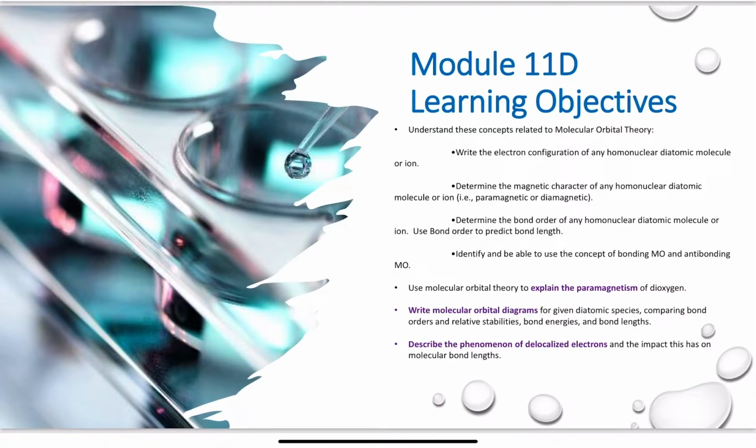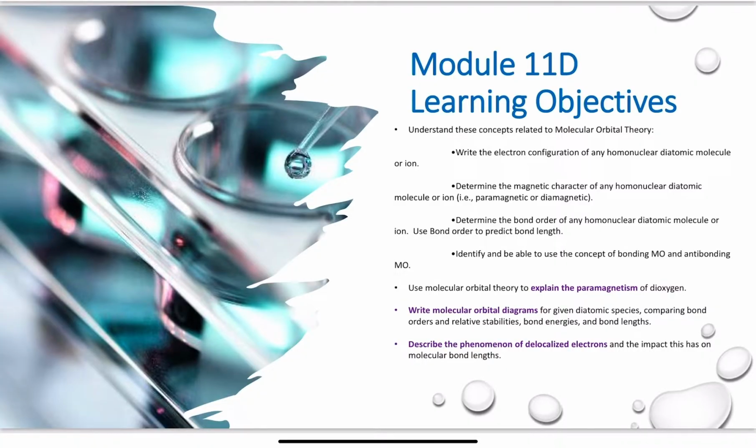Hopefully. Determine the magnetic character of any homonuclear diatomic molecular ion. So is it paramagnetic or diamagnetic? We pull those terms back. We've learned it before. You're going to determine bond order, meaning does it have a single bond, double bond, or triple bond? You're going to identify and be able to use the concept of bonding molecular orbitals and anti-bonding molecular orbitals.